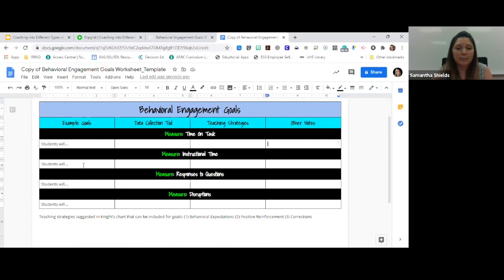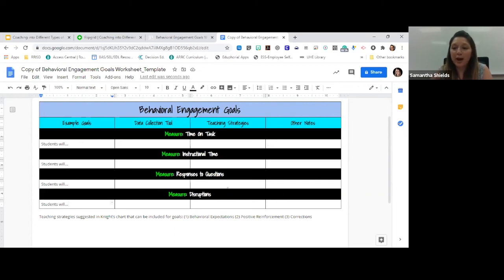What's a behavioral engagement goal that you could write with teachers that's about instructional time and making sure that you're using your instructional minutes? What's an engagement goal that you could write with teachers about the number of students responding to questions or participating? And what kind of goal could you write with teachers on coaching about disruptions and disruptive behaviors? So this is a bank.